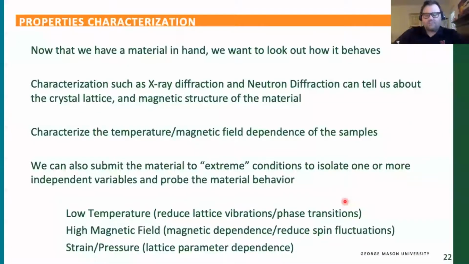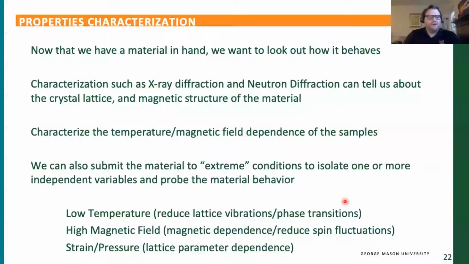So that's kind of the growth procedure. And now that we have the materials in hand, Nirmal talked about some of the data that we've collected in our lab, and I just want to briefly mention some of the things that we do. Some of the first steps that we take is the initial characterization, the X-ray diffraction, or we can even send the crystals out for neutron diffraction. Whereas X-ray diffraction will tell us about the crystal lattice, the neutron diffraction can actually probe directly the magnetic structure of the material.